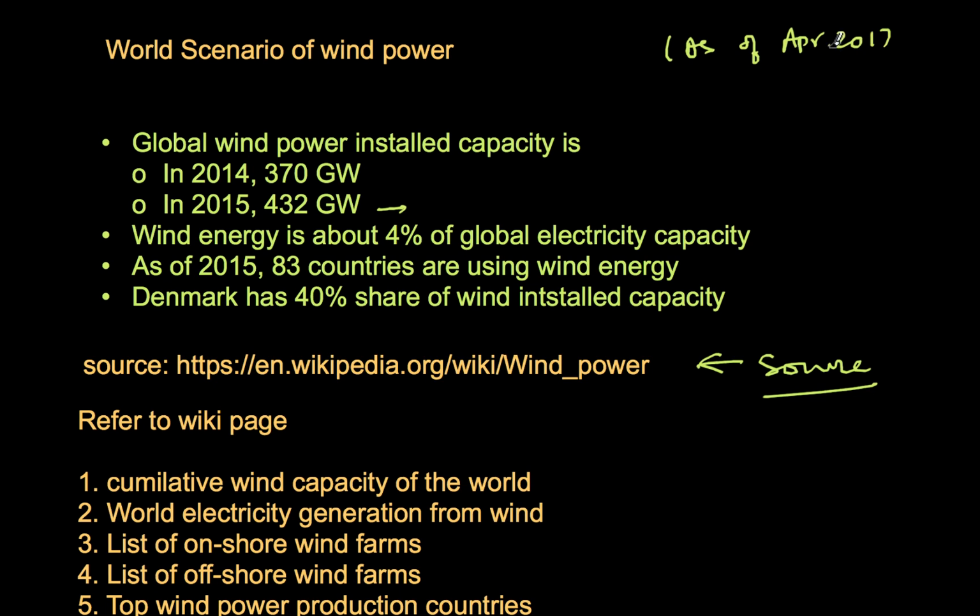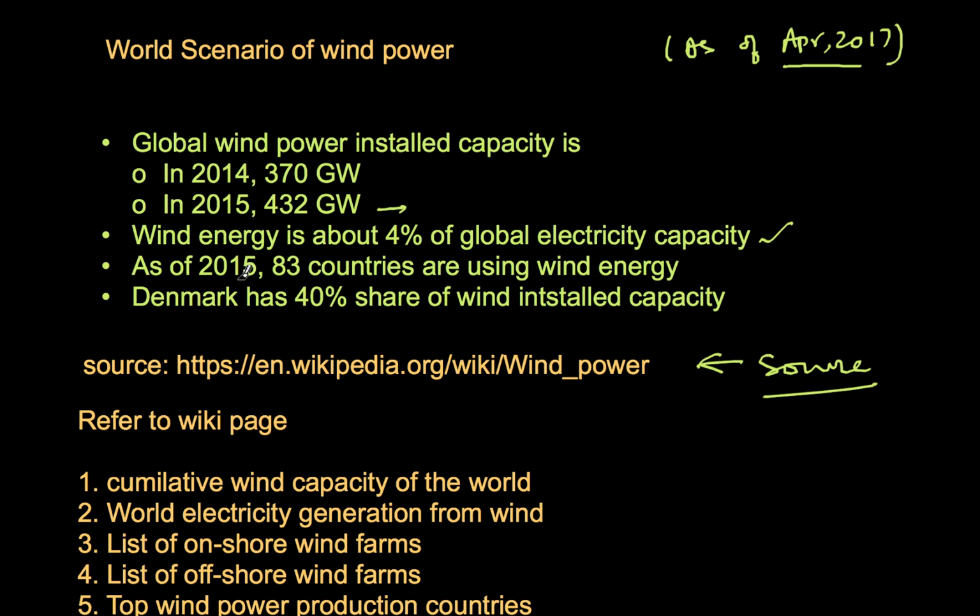Some might see this video after 5 years or whatever, so the numbers will become very outdated, but it will still be useful to have this. That's why I'm mentioning the year in which this recording is being made. Wind energy is about 4% of global electricity capacity.